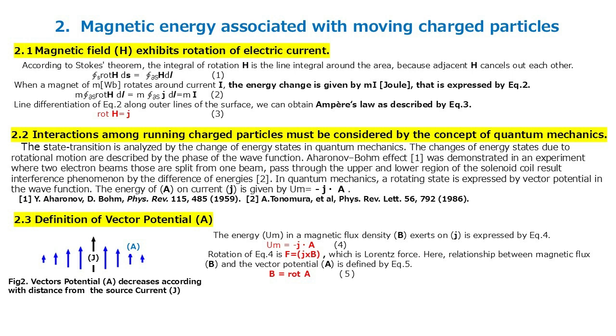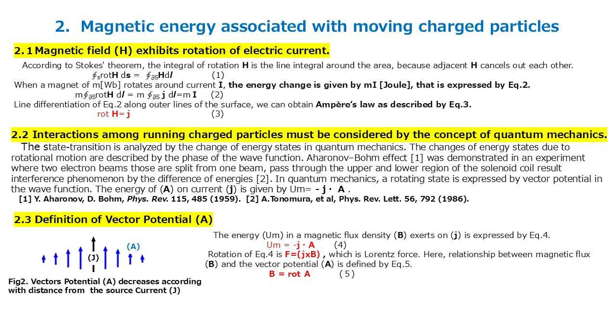Line differentiation of equation 2 along the outer lines of the surface, we can obtain Ampere's law, described by equation 3. Interactions among running charged particles must be considered by the concept of quantum mechanics. The state transition is analyzed by the change of energy states in quantum mechanics. The changes of energy states due to rotational motion are described by the phase of the wave function. An Aharonov-Bohm effect was demonstrated in an experiment where two electron beams, split from one beam, pass through the upper and lower region of the solenoid coil, resulting in an interference phenomenon by the difference of energies.